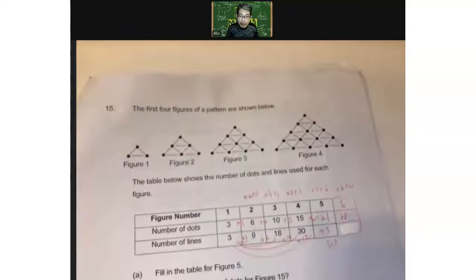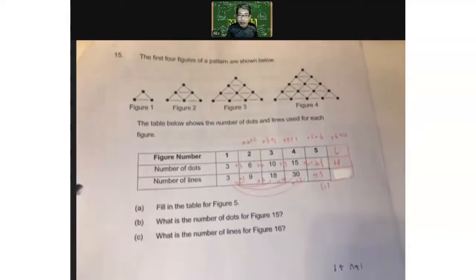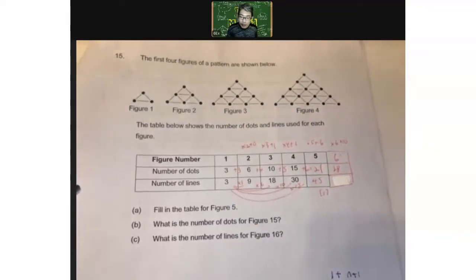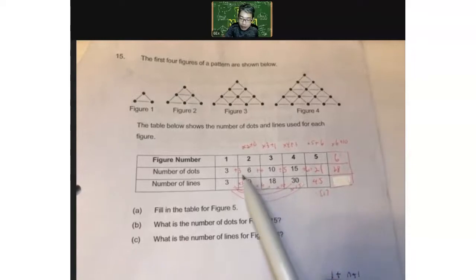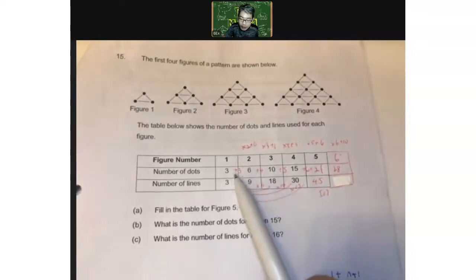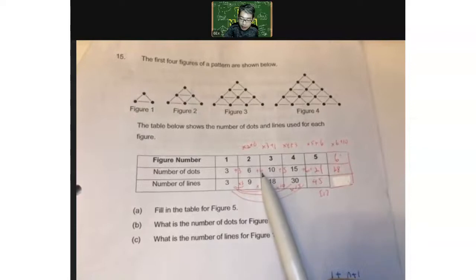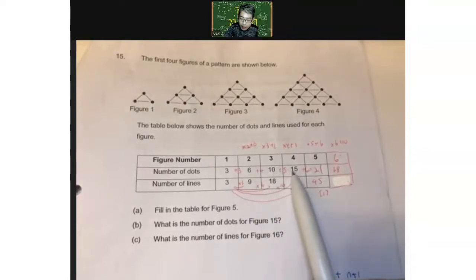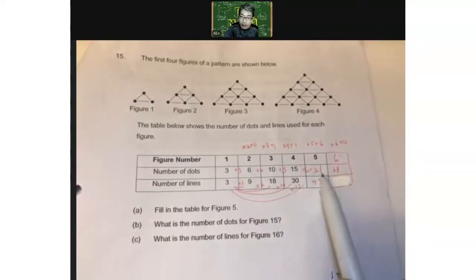This next question is a pattern question. Part A is simple. Part A, look for the pattern. What you see is to get from here to here, you plus 3, you get 6, plus 4, you get 10, plus 5, you get 15, plus 6, you get 21.